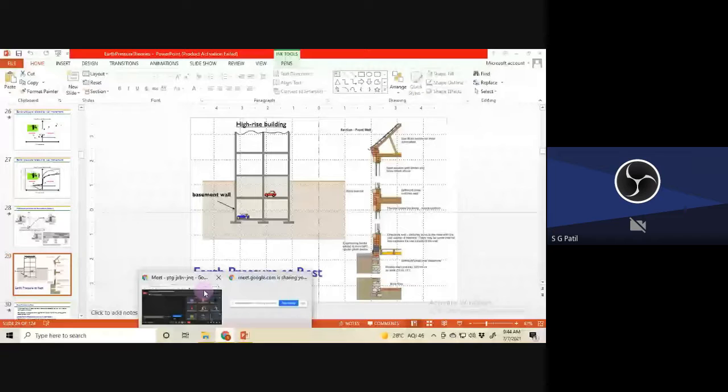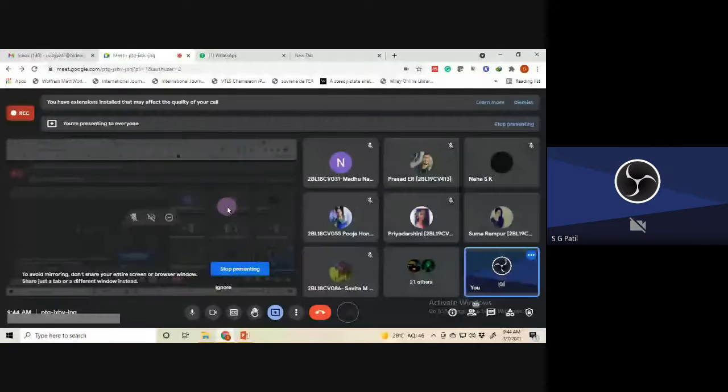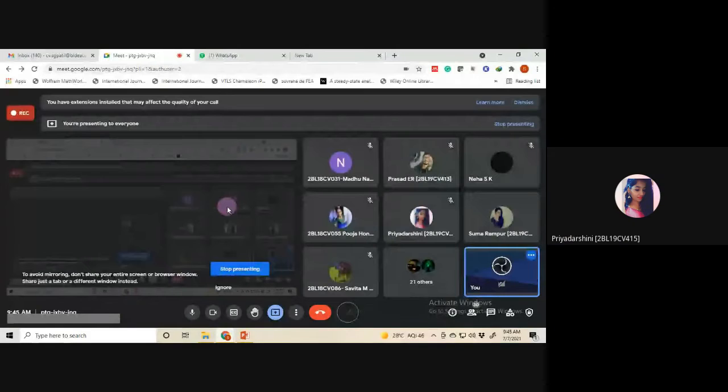Any doubt regarding this? Any doubt? Prasad, Neha, Priyalakshmi, Savita, any doubts? No, sir.